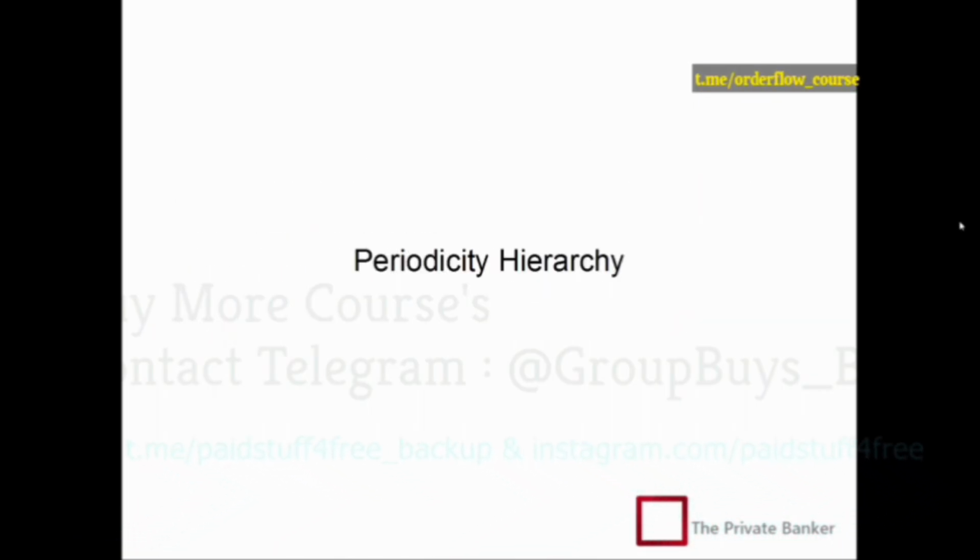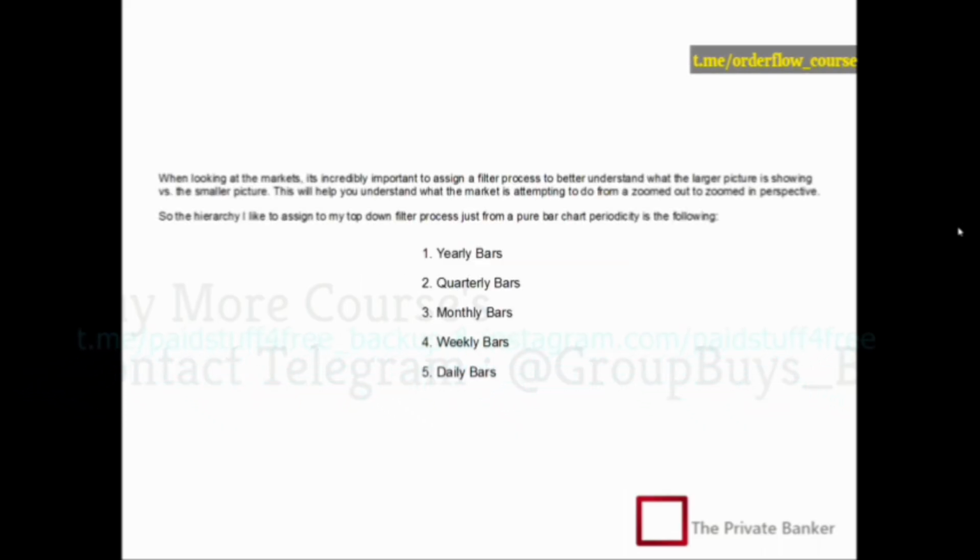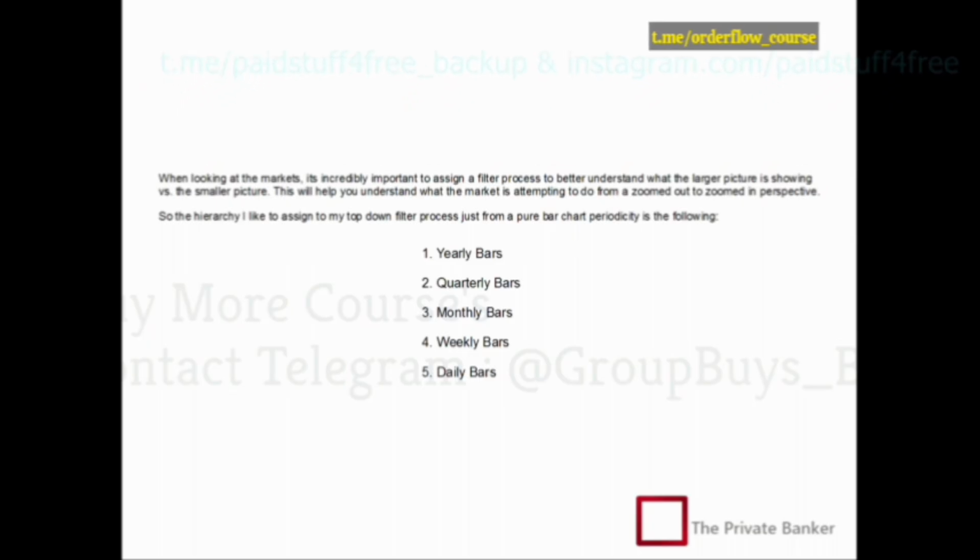So let's first talk about the periodicity hierarchy that I use. When looking at the markets, it's incredibly important to assign a filter process to better understand what the larger picture is showing versus what the smaller picture is showing. This will help you understand what the market is attempting to do from a zoomed out to zoomed in perspective, as I just discussed. So the hierarchy I like to assign to my top-down filter process, just from a pure bar chart periodicity, is the following.